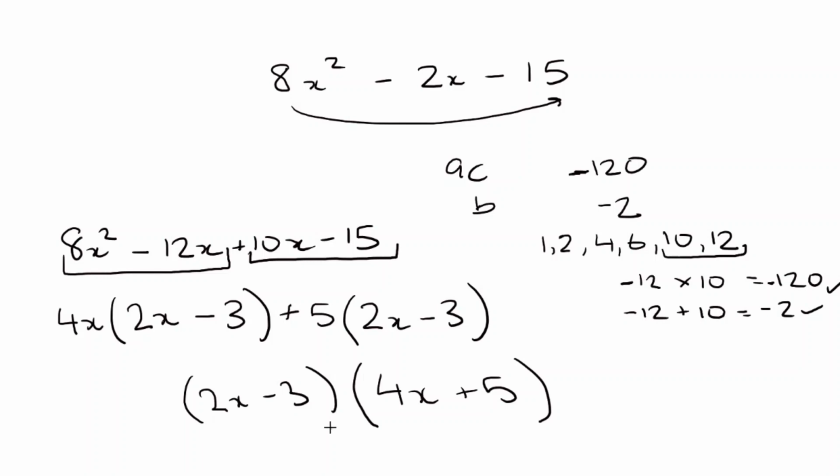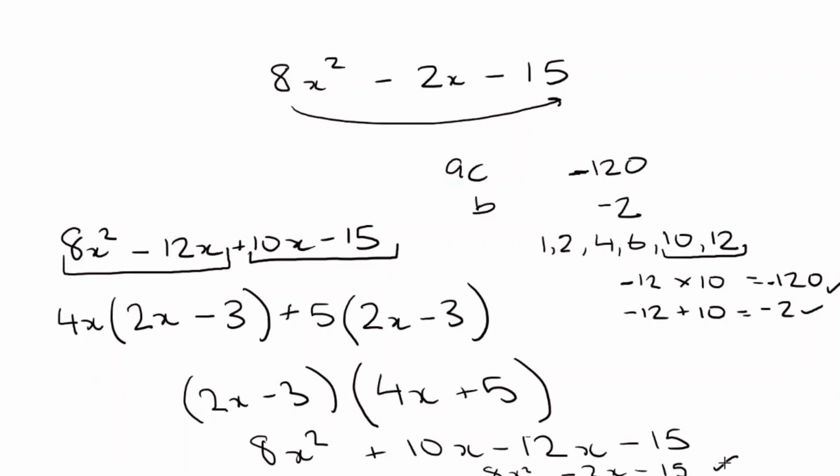So let's say we want to check it again. So expand what we've just factored. That would be 8x squared plus 10x minus 12x minus 15, which gives us 8x squared minus 2x take 15. So we've done this correctly.